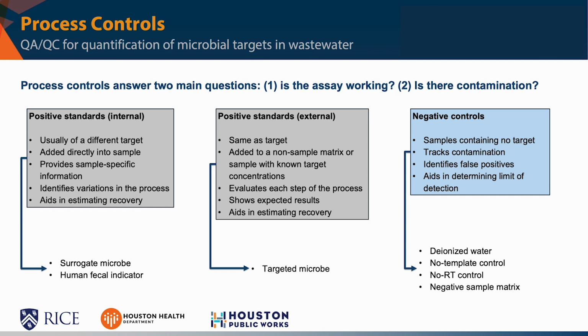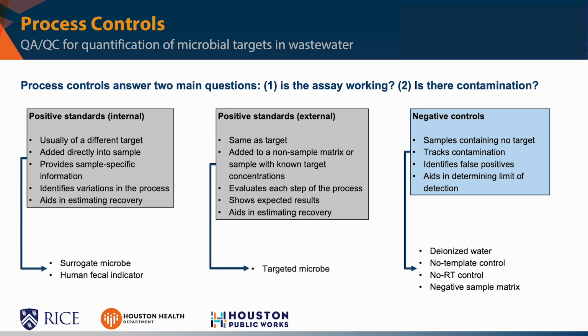Positive controls let us know whether the assay is working or not. Here I'll be discussing 2 types of positive controls: internal and external standards. The internal standard is usually of a different target than your target of interest and is added directly into the wastewater sample to provide some type of information about the sample, whether it is how the composition of the sample impacts recovery, or even how much human input is contributing to the sample. Internal standards can also help to identify variations in the process and aid in estimating recovery.